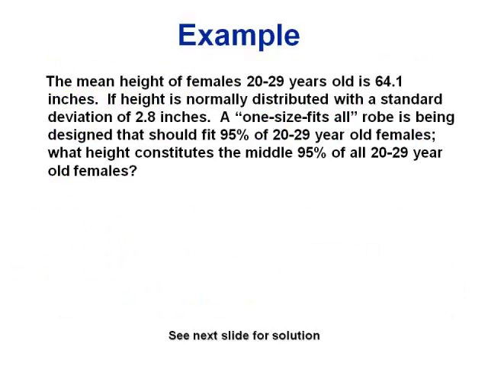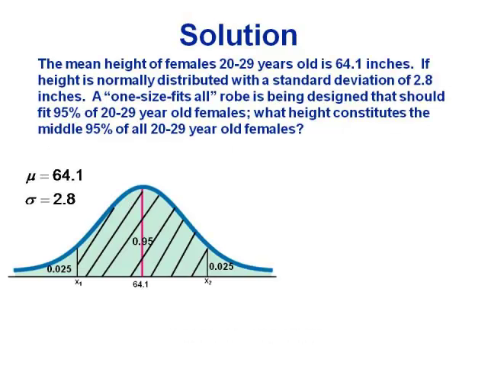Let's do another one with that same information, but this time we're looking to make a robe that will fit 95% of these women. So when that's the case, you're usually wanting to pick right in the middle. So I want this to fit the middle 95% of 20 to 29-year-old females. So I want to know what would the cutoffs for that be. Be careful when you draw the picture. So I've got the mean coming down the middle.